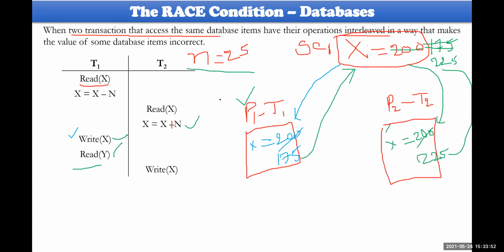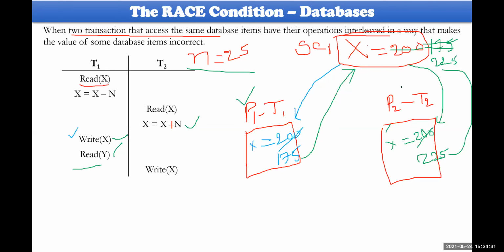This kind of problem is called the lost update problem. The reading by transaction T2 is called a dirty read or inconsistent read. So in databases we call it the lost update problem. In operating systems it is called the race condition. In networks it is called congestion. Please remember these names. Everything is the same, whatever operation occurs.